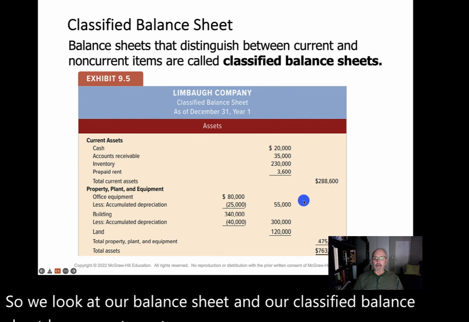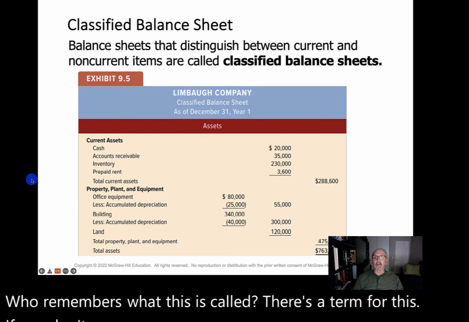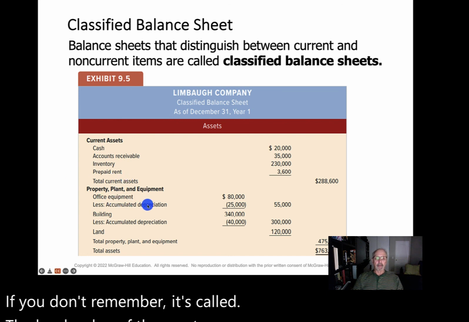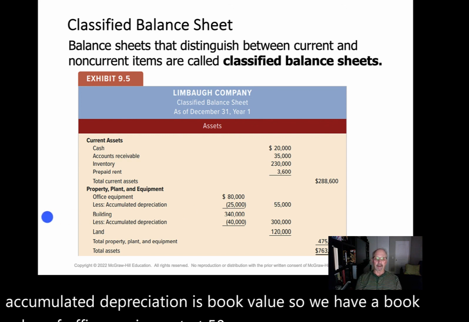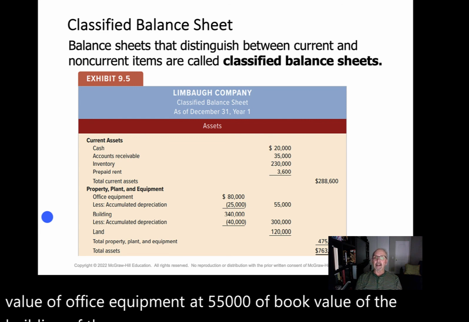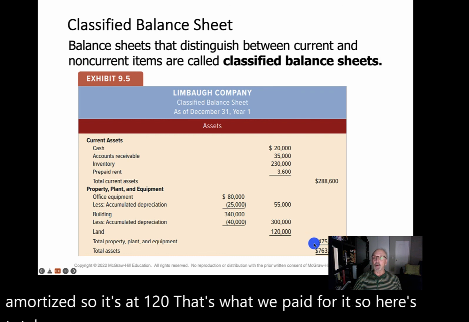Now, who remembers what this is called? There's a term for this. If you don't remember, it's called the book value of the asset. Remember, cost minus accumulated depreciation is book value. So we have a book value of office equipment of $55,000, a book value of the building of $300. Land gets neither depreciated, depleted, nor amortized, so it's at $120. That's what we paid for it. So here's total plant and equipment. That's long-term assets. Here's our total assets.